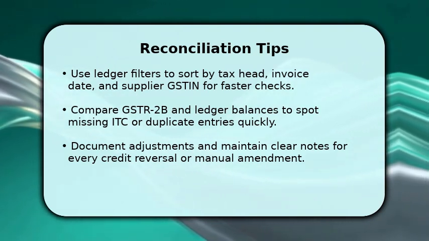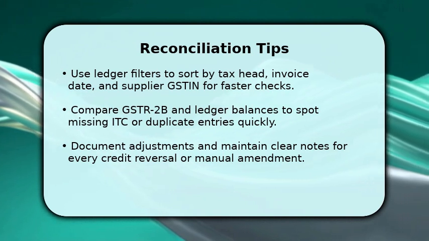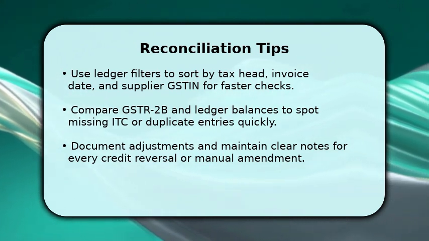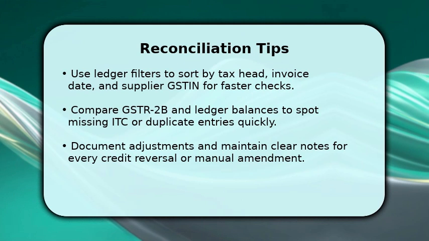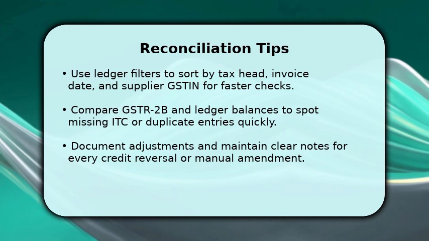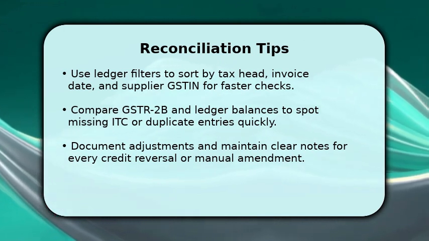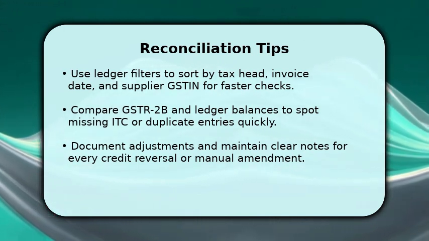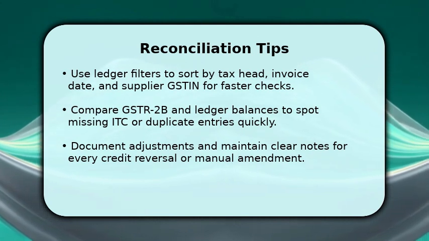Cross-reference ledger amounts with GSTR-2B and supplier returns to identify missing or excess credits. When you adjust or reverse credits, record rationale and supporting docs so audits and internal reviews stay smooth. Regular monthly reconciliation reduces surprises and keeps your tax liabilities in check.